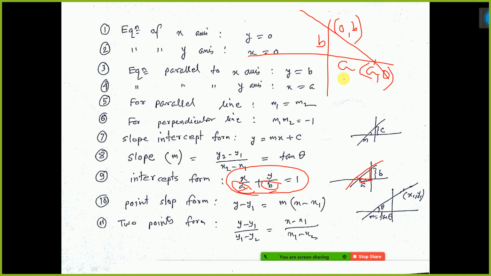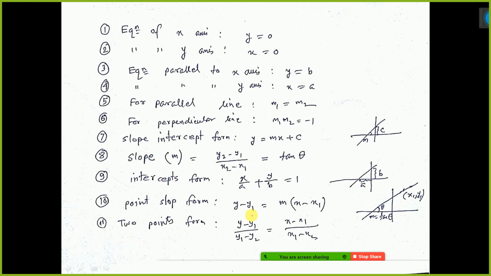So which one is the x-intercept? This is the x-intercept and this is the y-intercept. Similarly, in this diagram, this is the x-intercept, this is the y-intercept. So x-intercept means the distance cut by the straight line on the x-axis, and y-intercept is the distance cut by the line on the y-axis. So this is the y-intercept.